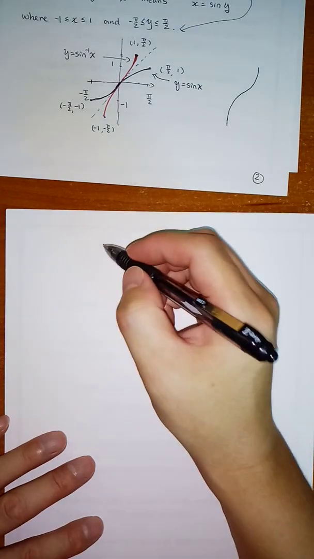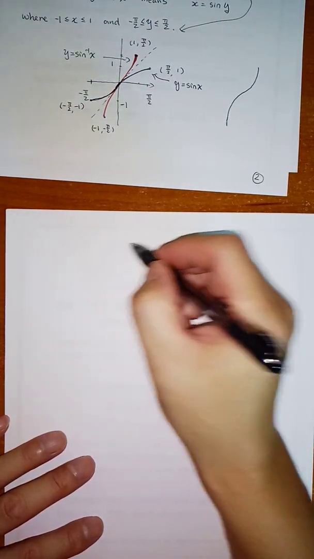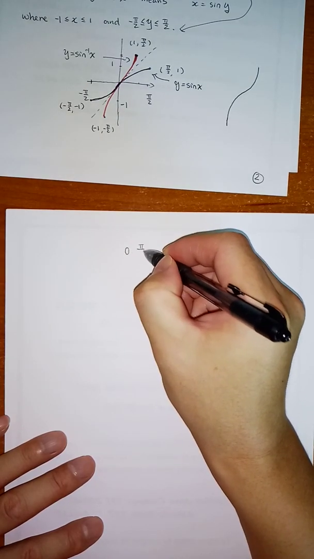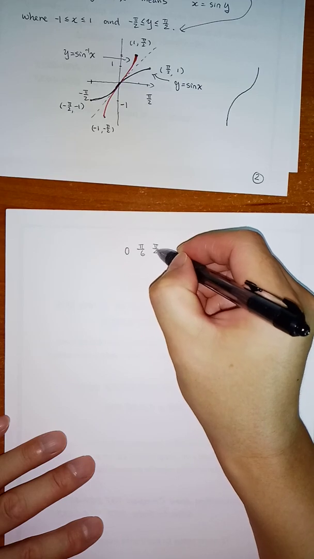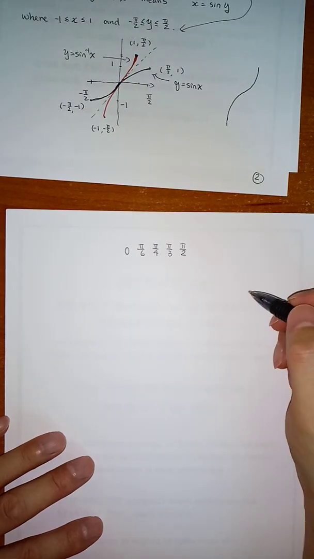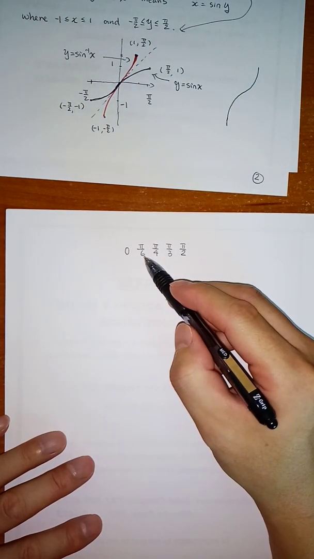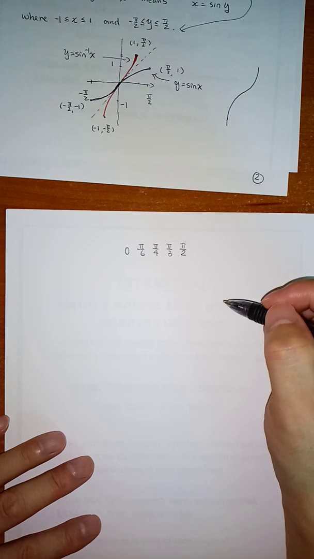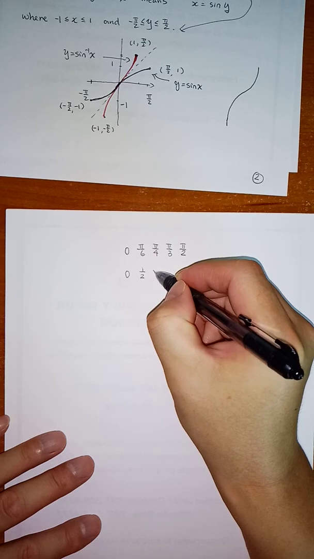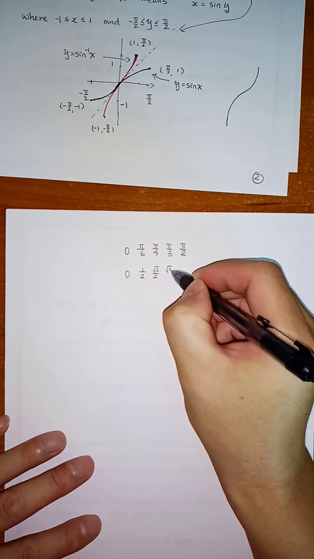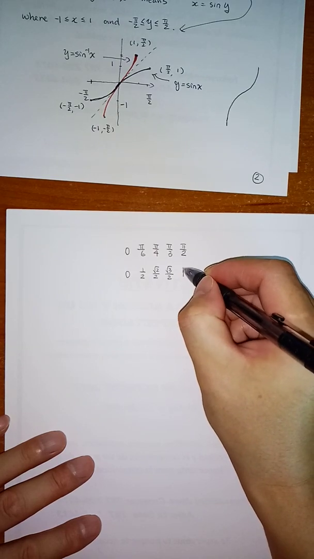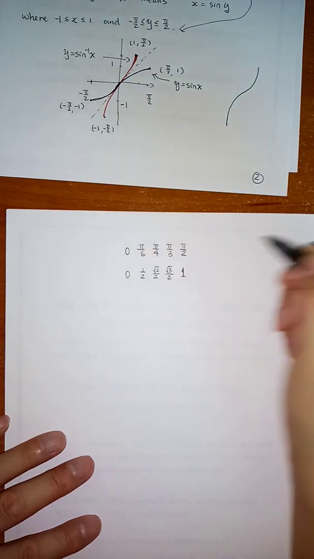Okay, so let's see the sine function. We always start from the angles in the first quadrant: 0, pi/6, pi/4, pi/3, pi/2. And for the sine, you have 0, 1/2, √2/2, √3/2, and 1. 1 is √4 over 2.